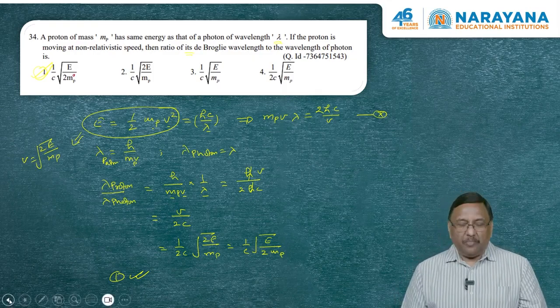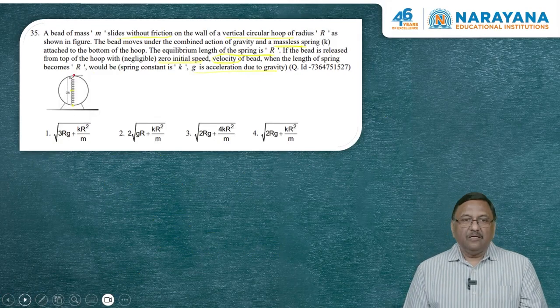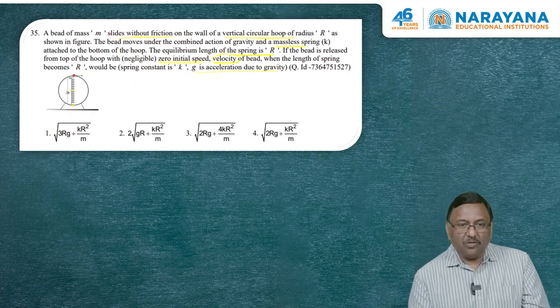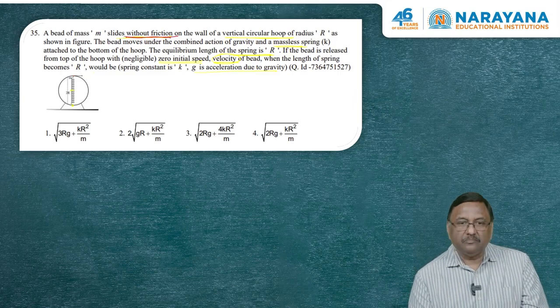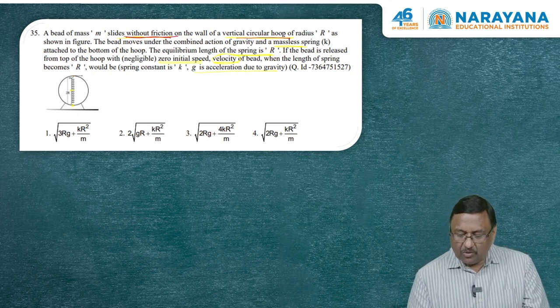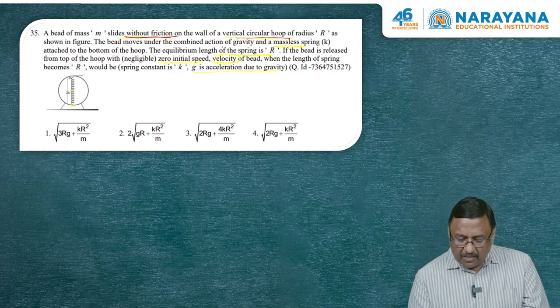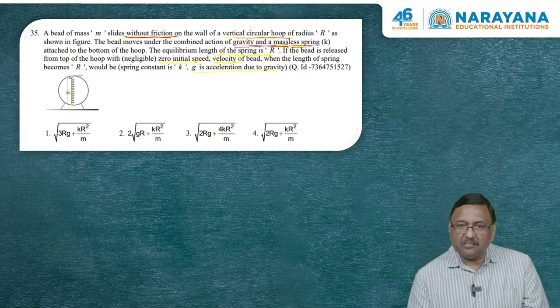Okay, now I am heading to the next question, question number 35. This question is on work energy. As you can see, if you read the first line carefully, it is given to be without friction. Without friction means conservation of energy is applicable. Vertical circular hoop means gravity is also considered. He is also writing, as shown in the figure, the bead moves under the combined action of gravity and a spring, which is an ideal, massless spring.